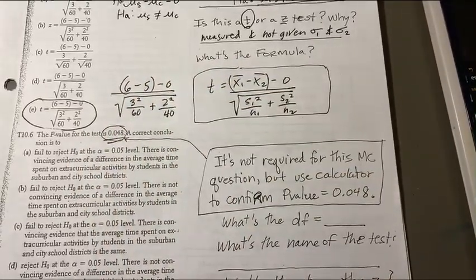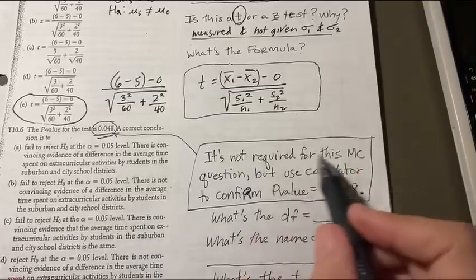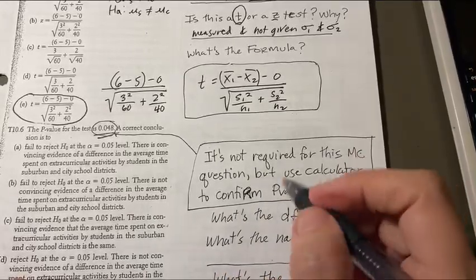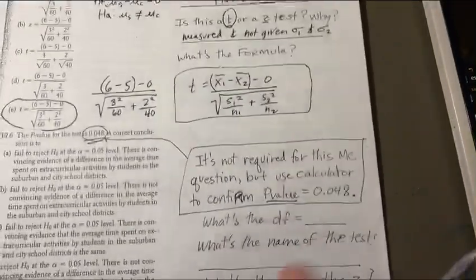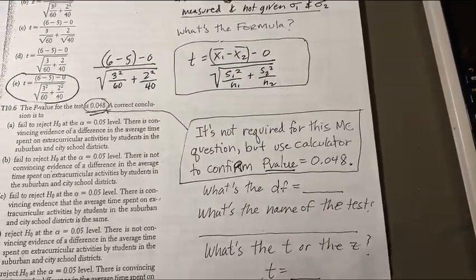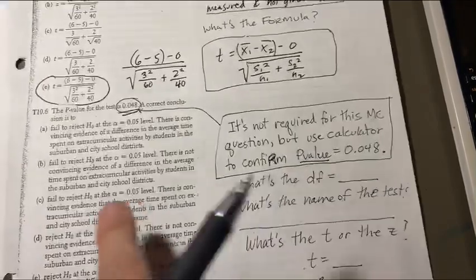Going to 10.6, the p-value for the test is this, right? And the correct conclusion would be what? It's not required for this question, but I'd love for you to confirm the p-value here because we have all the ingredients, and the more we practice this, the better we'll get. So let's answer the question first though.